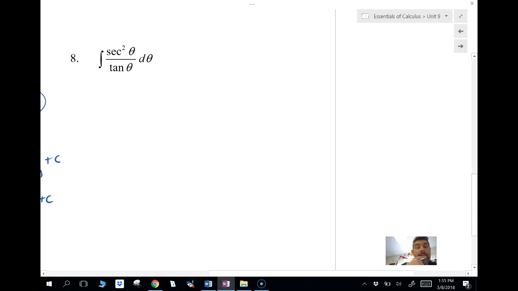Okay, so what's the derivative of tangent? The derivative of tangent, u prime, is secant squared. All right, so this is u prime. This is already our hook. Look at that. Our hook is already there.